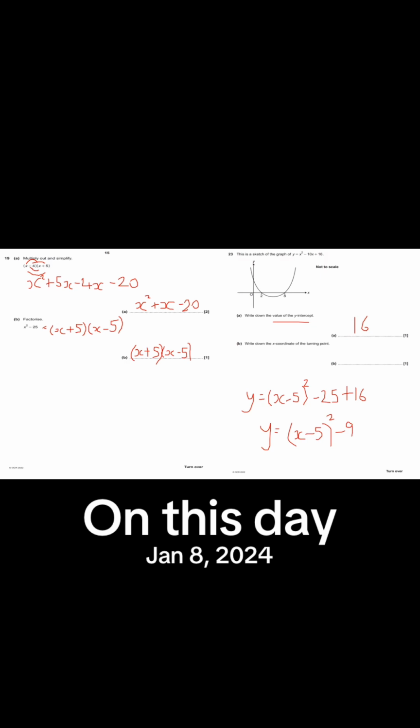Now, the x coordinate of the turning point, it is making this bracket equal to 0, so that's when x is equal to 5. Okay, so the x coordinate of the turning point is when x is equal to 5. Okay, it's the lowest value of y. And it's exactly in between 2 and 8, so the answer is going to be 5.